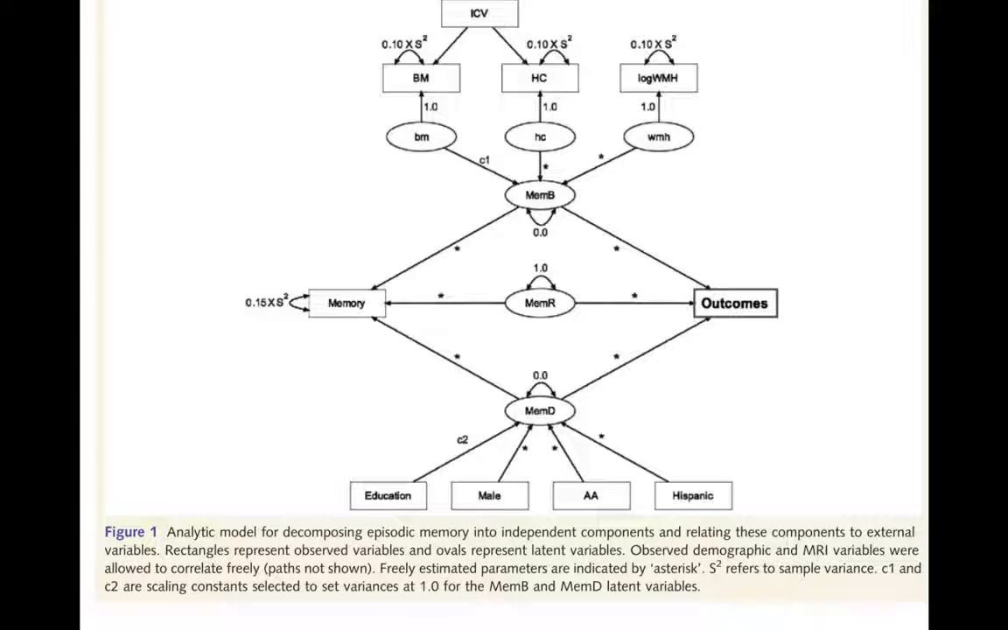Same thing for the imaging stuff. Hippocampus and brain matter might fit okay together. They're correlated, probably 0.5 or 0.6 or something like that. But white matter hyperintensity isn't correlated very much at all with them. So a one-factor model wouldn't make that much sense.